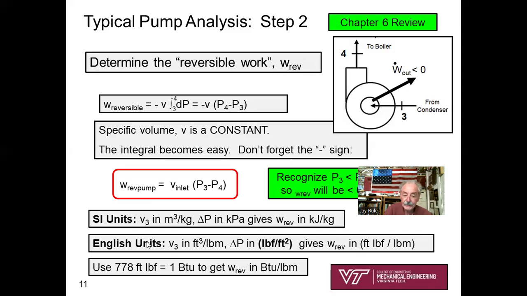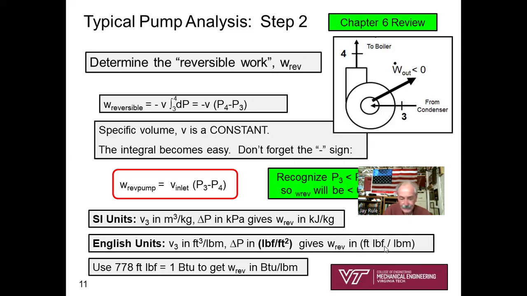Easy. English pump, let's say English system. V3 is going to be in cubic feet per pound, and delta P has got to be in pounds force per square foot. Notice I've bolded that, right? Not pounds per square inch. Delta P's got to be in pounds force per square foot. And what's that going to give you? We can visually do the multiplication here to see that's going to give us foot-pounds force per pound mass.